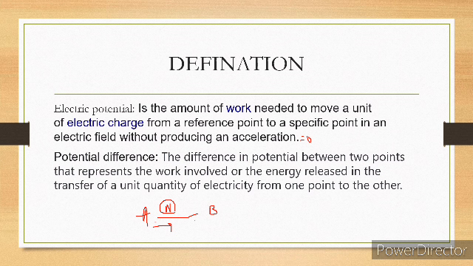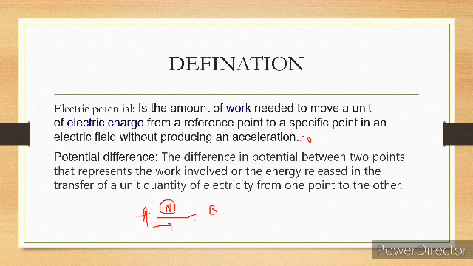Next is potential difference. The difference in potential between 2 points represents the work involved, or the energy released, in the transfer of a unit quantity of electricity from one point to another. Here we calculate the difference in potential between 2 points that represents the work involved. You can take the same example. Here are the two potentials. Between these 2 points, since work is involved, what is the difference?